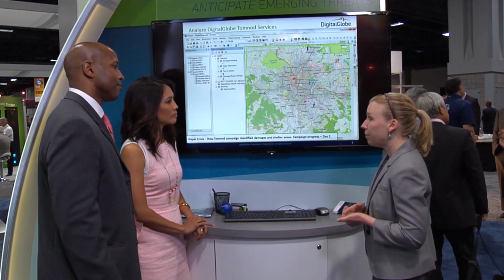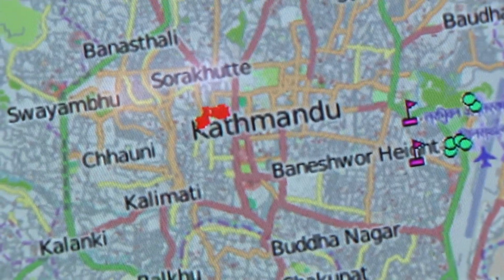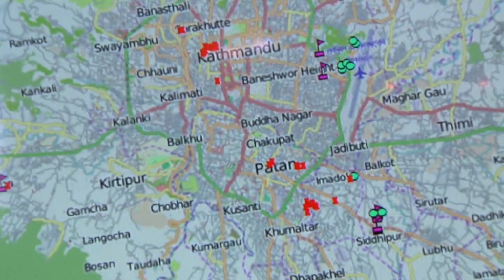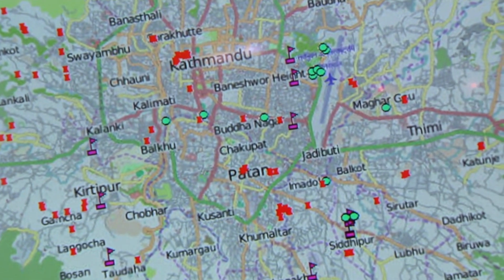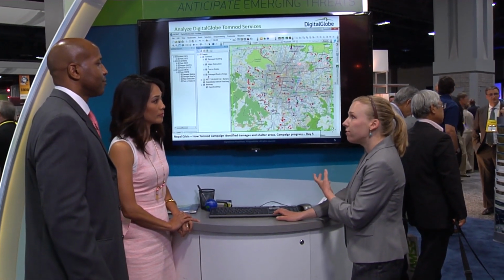Here we have a map on the GBD, or Geospatial Big Data Platform, that shows a time lapse of the damage that the crowd identified in Nepal. So here we're looking at Kathmandu. This is day 2. And over time you can start to see more points and more areas of interest start to populate on the map. Kathmandu is one of the more populous areas of Nepal.